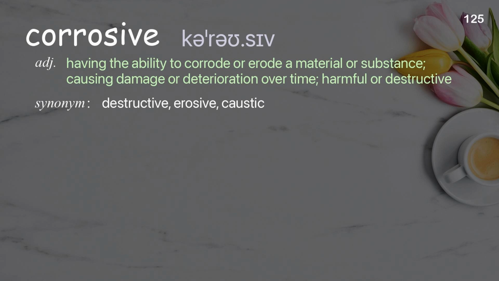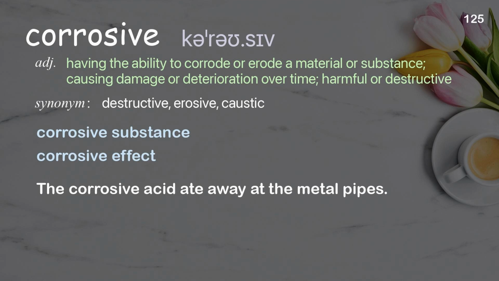Corrosive. Having the ability to corrode or erode a material or substance, causing damage or deterioration over time, harmful or destructive. Examples: Corrosive substance. Corrosive effect. The corrosive acid ate away at the metal pipes.